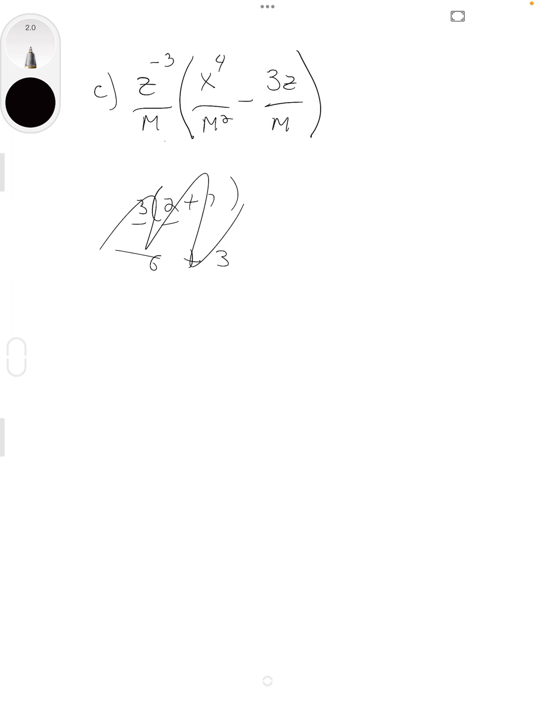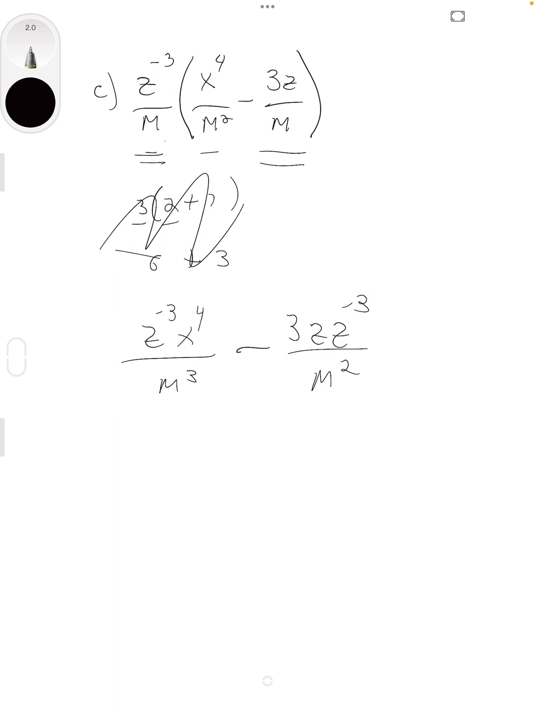All right, so let's look at this one. So this times this, I'm going to have z to the negative 3 x to the 4th over m times m squared, m to the 3rd, minus this times this. Okay, so that's z to the negative 3 over m times m, which is m squared.